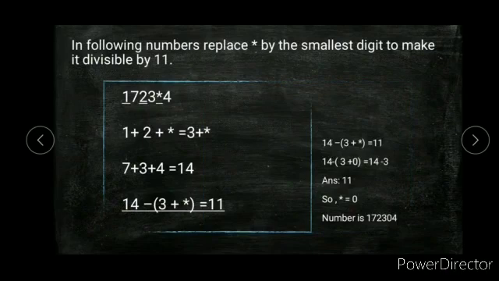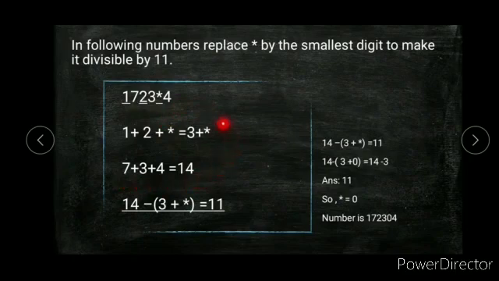In this example, again you can see at tens place we are supposed to find the missing number, but in this case we are supposed to make that number divisible by 11. So following the divisibility rule, I will underline the digits at even places and leave the digits at odd places. So I'll add the underlined digits, 1 plus 2 and star, and I'll find the sum of the not underlined digits, that is 7, 3 and 4.